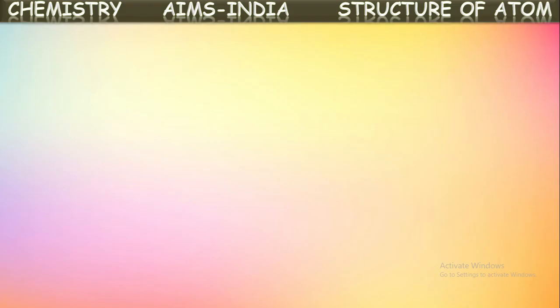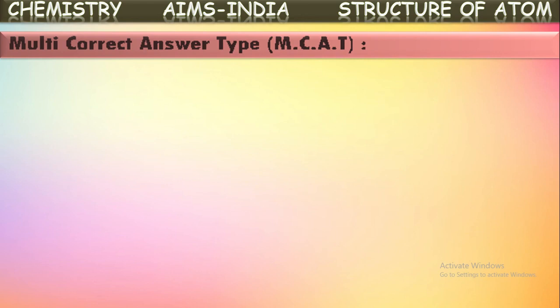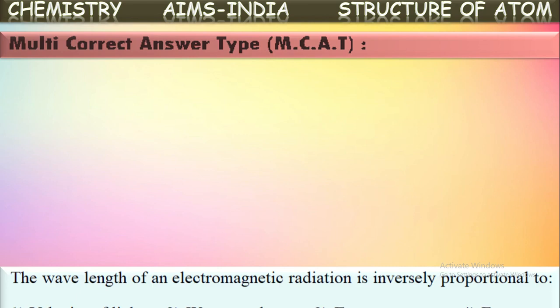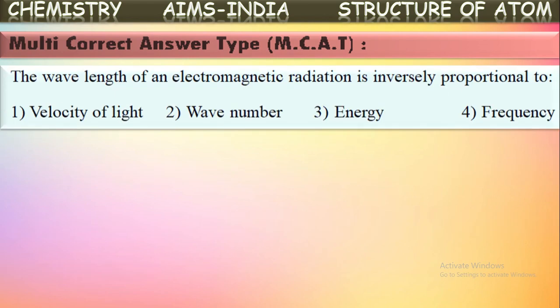So let us see first the multi correct answer type questions. For these questions, there may be one or more than one correct answers. Choose wisely, read the question and answers carefully. See the first one. The wavelength of an electromagnetic radiation is inversely proportional to which of these? See the first one, velocity of light. How is it related to velocity of light?